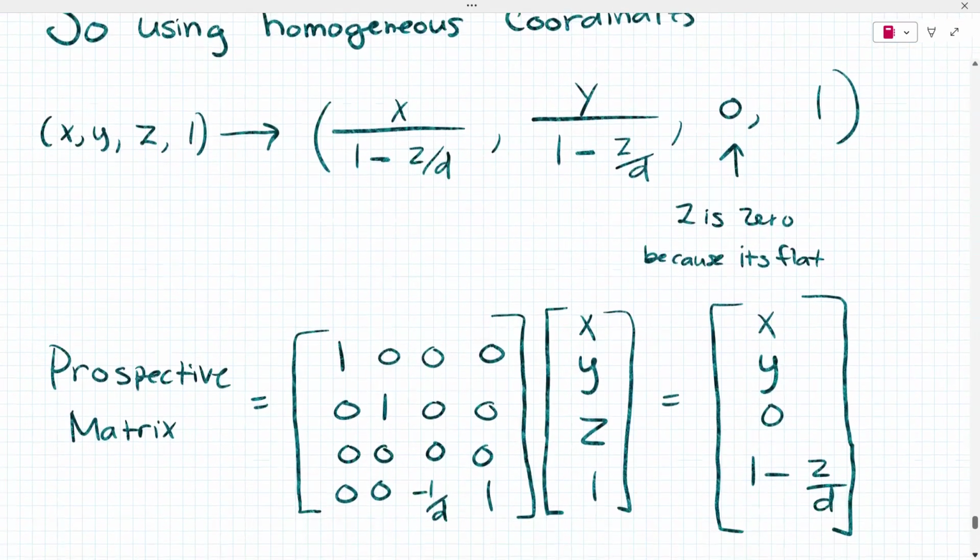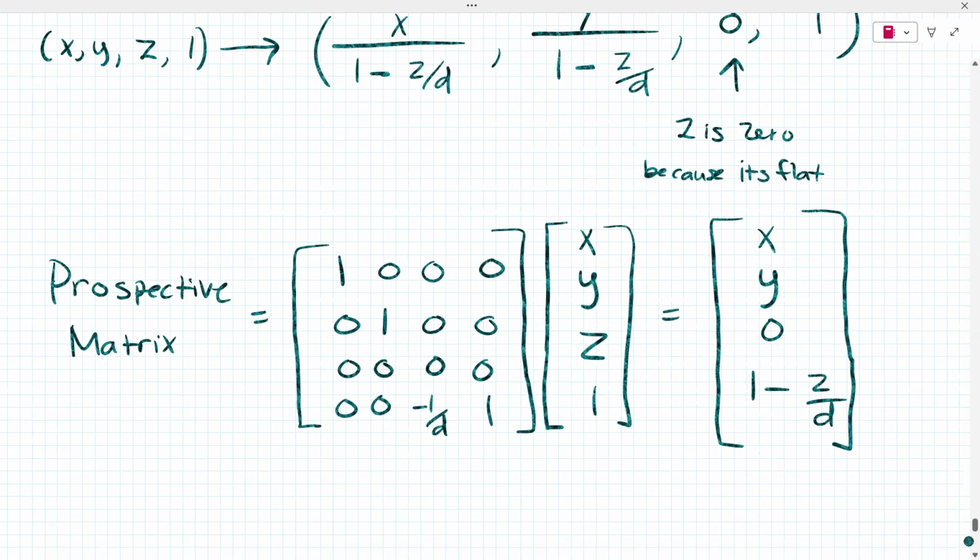So the perspective matrix, it's basically this matrix. You start at the right hand side with x, y, z, 1, and then this is going to be 1, 0, 0, 0, 1, 0, 0, 0, 0, 0, 0, 0, 0, 0, negative 1 over d, and then 1. I mean, it's not 1 over 2, it's negative 1 over d, and you get this final matrix x, y, 0, and then 1 minus z over d. Just write that down in your notes. We're going to need that when we do the next example.